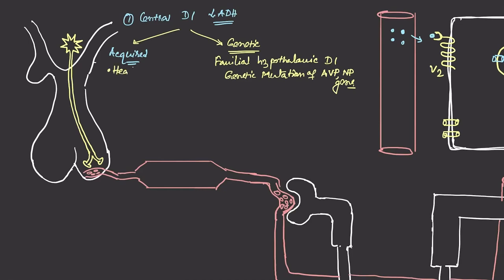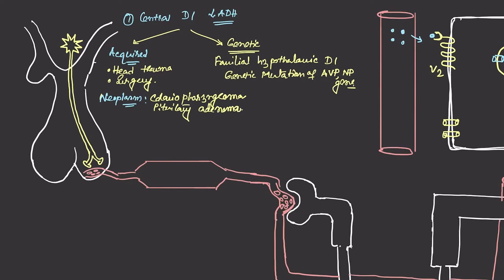Now, what are the common acquired causes of this central diabetes insipidus? It may be due to head trauma or surgery involving this part of the central nervous system. The central diabetes insipidus may also occur due to neoplasm, the most important being the craniopharyngioma, which can occur in young individuals. It can also occur due to pituitary adenoma.